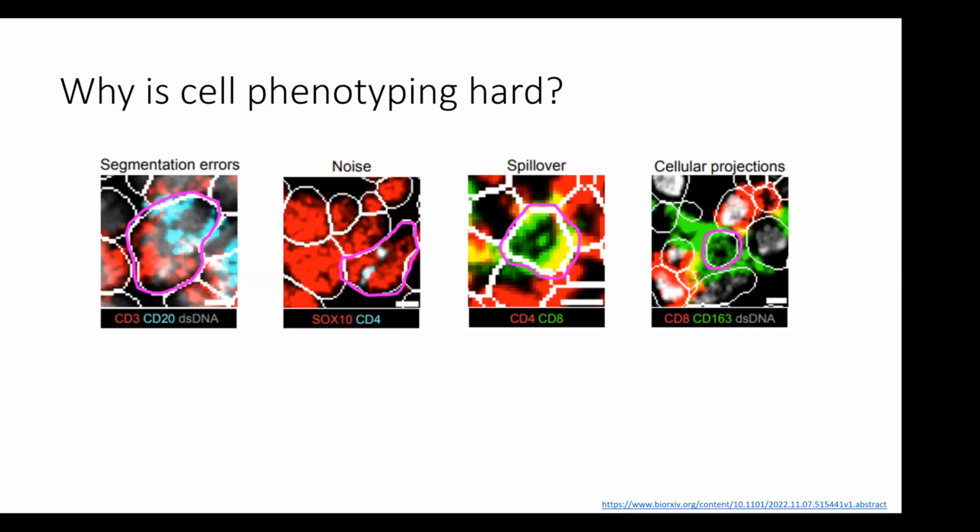For the cell phenotyping, I'm not going to belabor this point because you've all done really excellent work in this space, and I'm sure he's going to go into the details in his talk. But suffice to say that there are challenges still, even with accurate cell segmentation, that you're never going to fully get away from by having better segmentation. Segmentation errors are still a thing. But even in spite of that, there's noise, there's marker spillover, and there are cellular projections that spill lineage markers across neighboring cells. These are all artifacts that need to get taken care of.